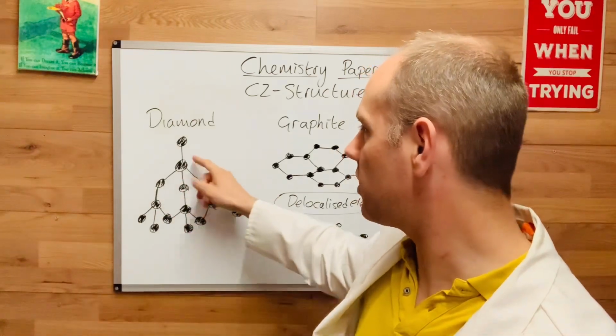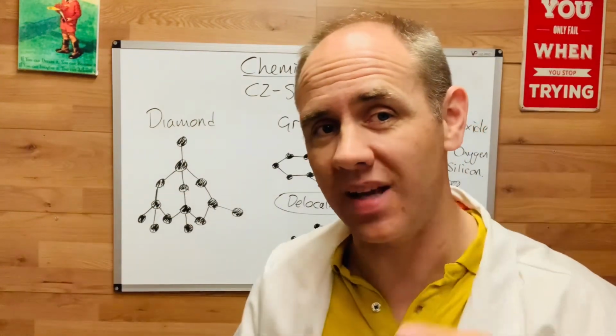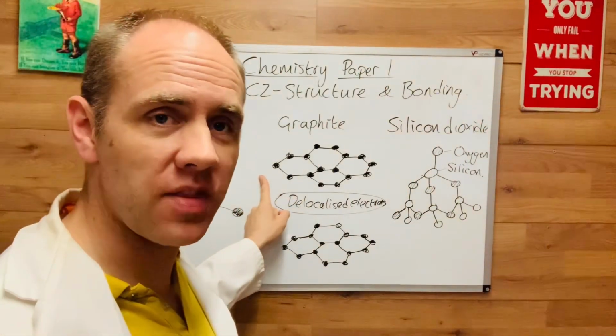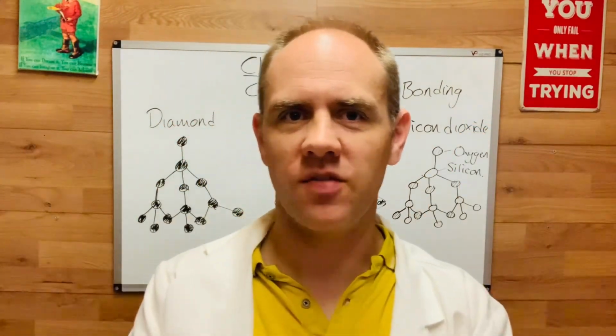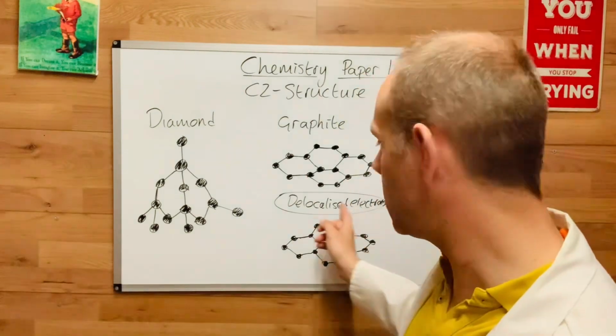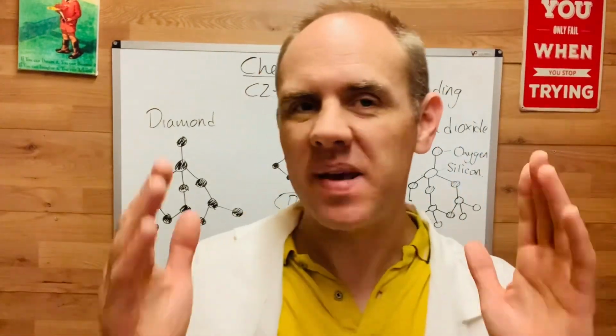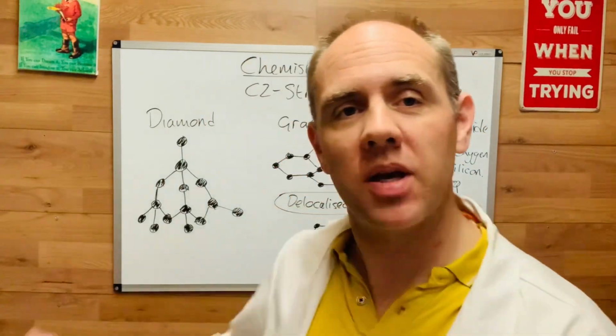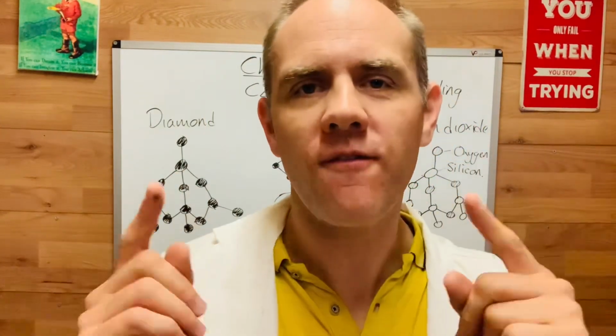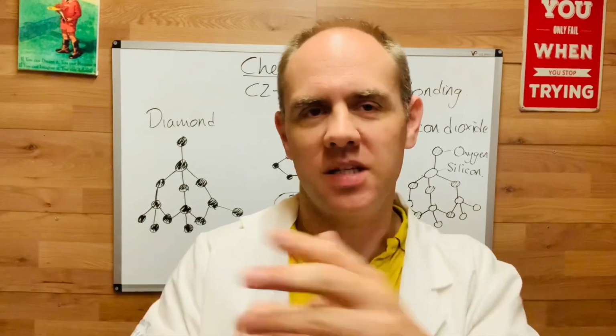Diamond has 1, 2, 3, 4 covalent bonds around one atom. Graphite, on the other hand, has 3 covalent bonds. The 4th set of electrons are put into a delocalized space. Because it is in layers, it is able to slide over one another, which means it's slippery. Because it has delocalized electrons, which are free to move, it conducts electricity.